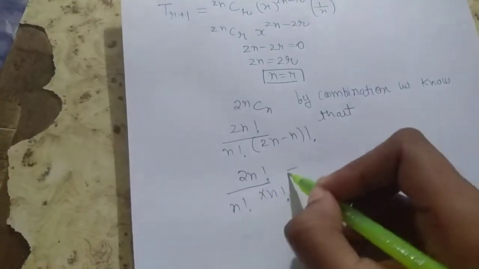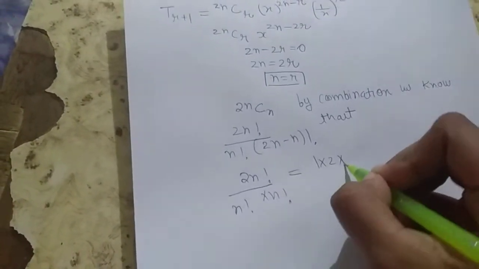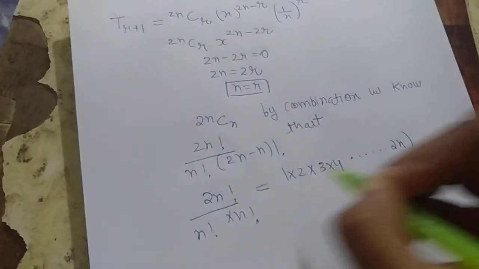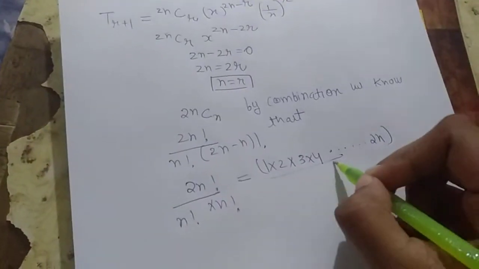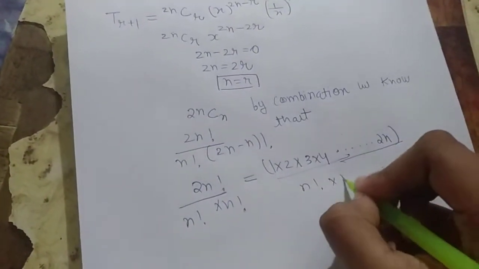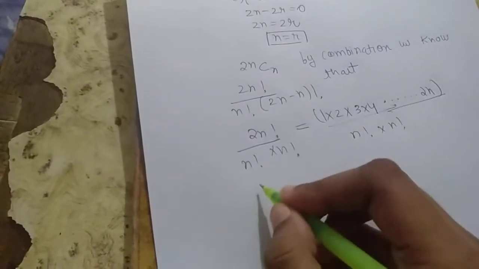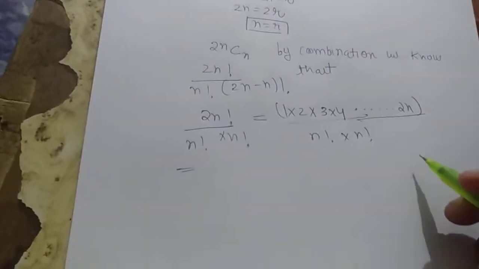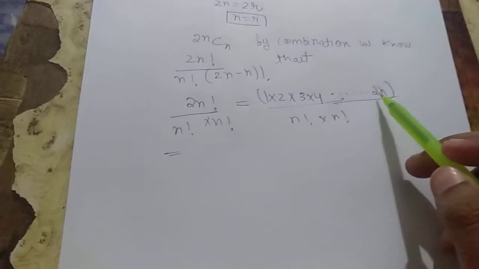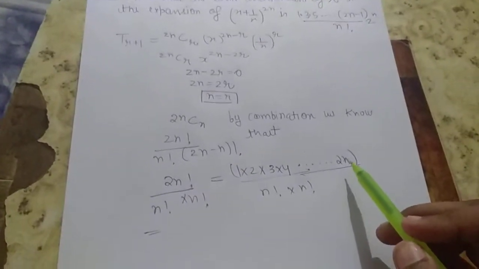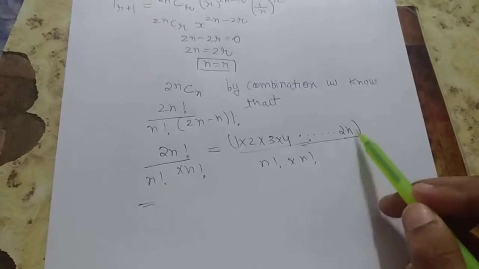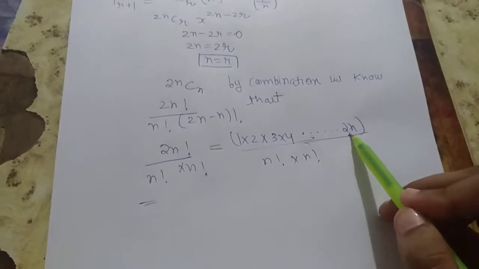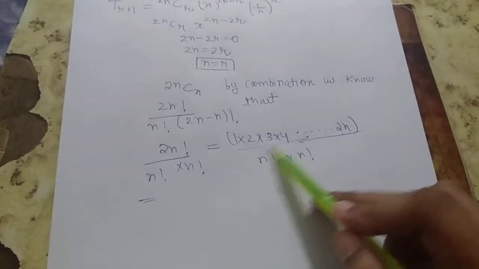Now 2n factorial could be written in the following way: 1 into 2 into 3 into 4, going up to 2n, and the denominator is n factorial. Now as this is 2n, we can confidently say that it is an even number. If n was 1, the answer would have been 2. If n was 2, the answer was 4. So this is something like even.